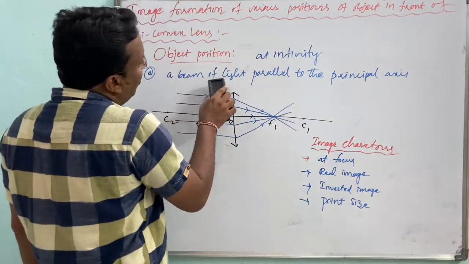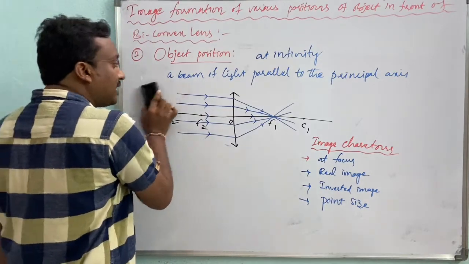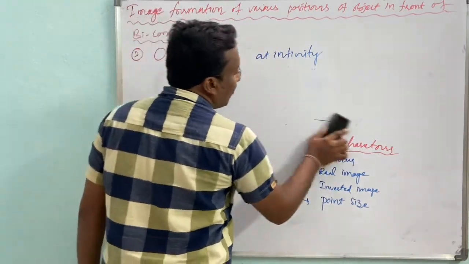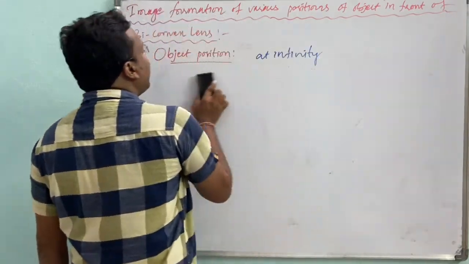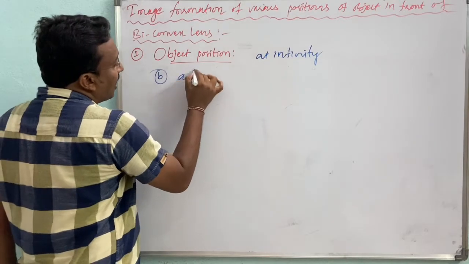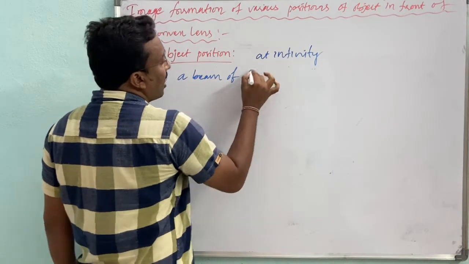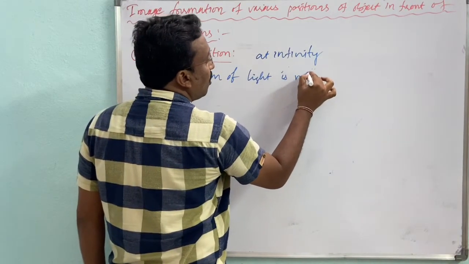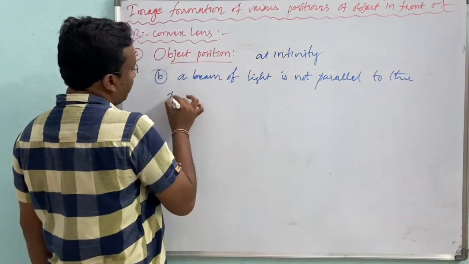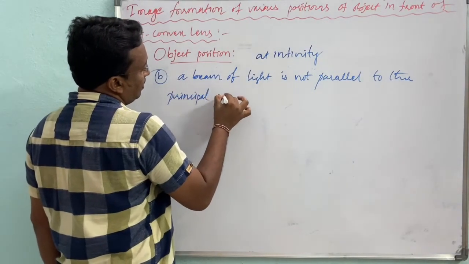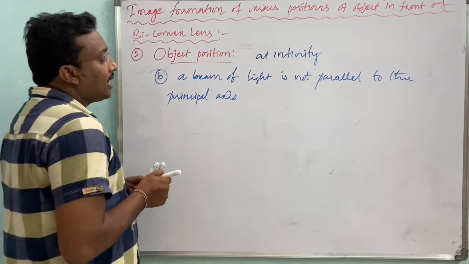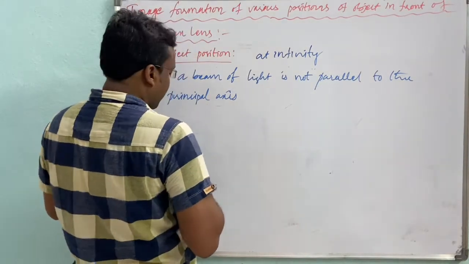Here we used a beam of light parallel to the principal axis. In this, the object is at infinity only, but here is the second situation. In the previous case, the beam of light is parallel to the principal axis. Here, in position B, the beam of light is not parallel to the principal axis. Got it? Then see.